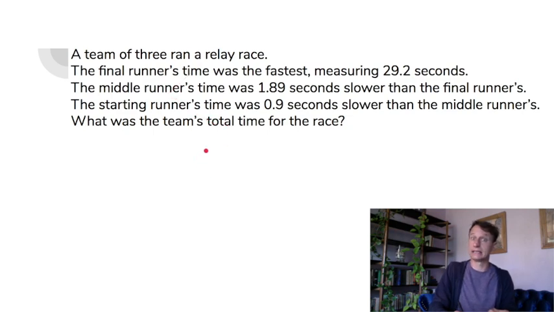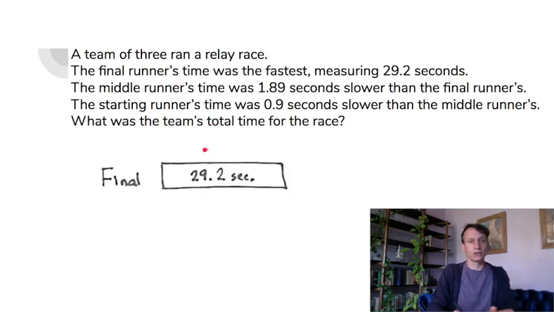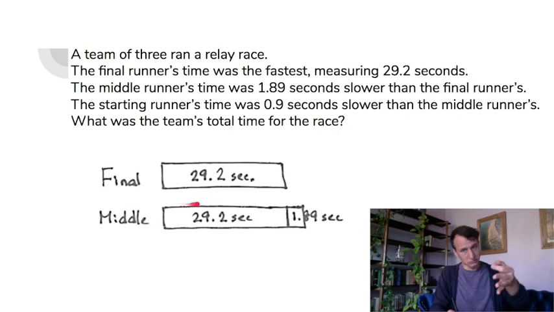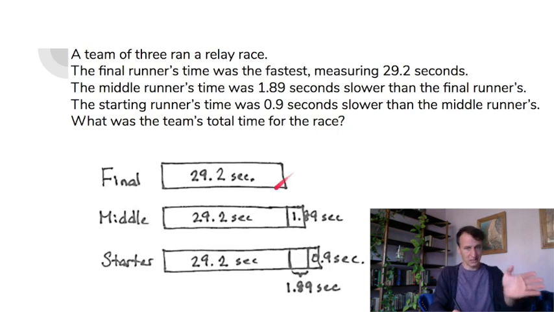All right, yikesy. Here we go. So the final runner, him we know, or her. Again, yeah, Hank was a little tired here. Didn't bother giving them names. 29 and 2/10 seconds. Middle runner is going to be that plus the 1 and 89 hundredths. Starting runner is going to be the middle runner plus another 9/10 seconds.